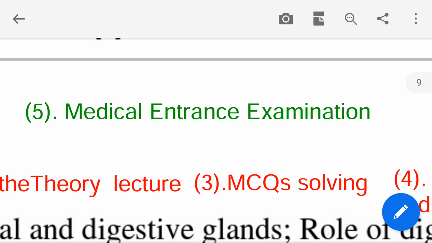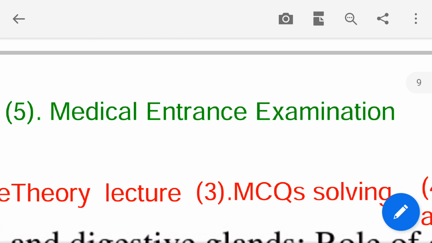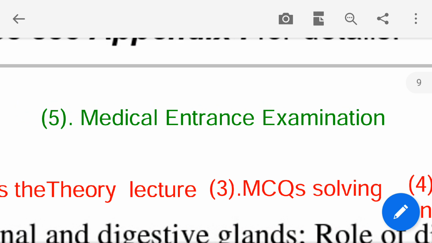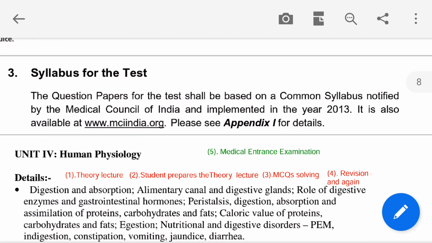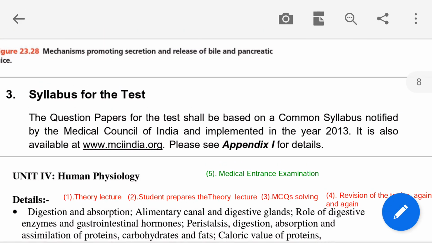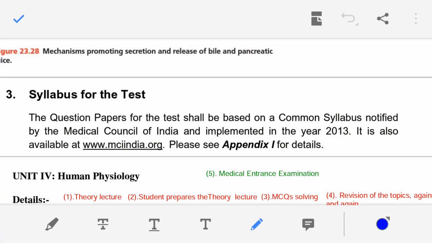I welcome you to the presentation lecture on function of liver and gallbladder. First of all, the name of your exam in the green color: medical entrance examination. Now, who framed the syllabus of this exam? Which is the institute? Medical Council of India has prepared this syllabus. From which year is this syllabus implemented? Year 2013.